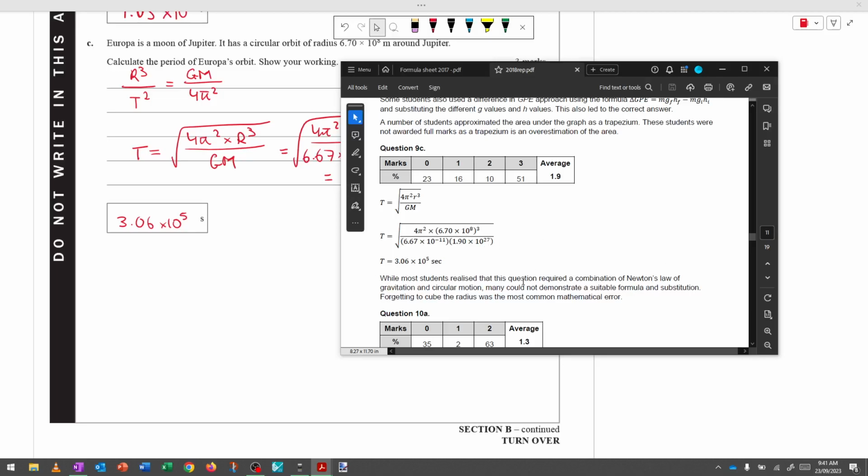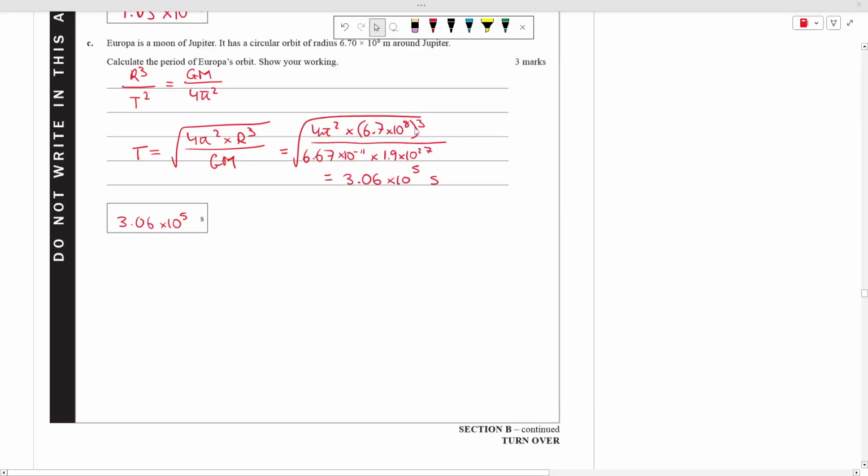While most students realised that this question required a combination of Newton's law of gravitation and circular motion, many could not demonstrate a suitable formula and substitution. Forgetting to cube the radius was the most common mathematical error. So yeah, just make sure you're cubing that properly.